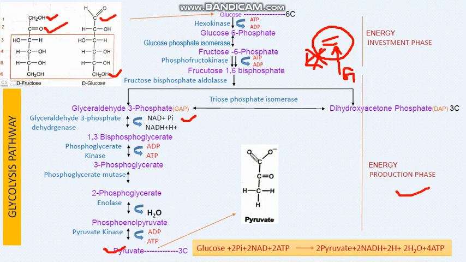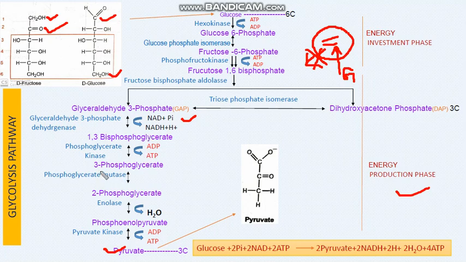And now we will discuss the second phase, that is the energy production phase. So in the presence of enzyme glyceraldehyde 3-phosphate dehydrogenase, the GAP gets converted into 1,3-bisphosphoglycerate. The dehydrogenase enzyme catalyzes oxidation reduction reactions, and in this reaction the NAD gets reduced to NADH and GAP gets oxidized.